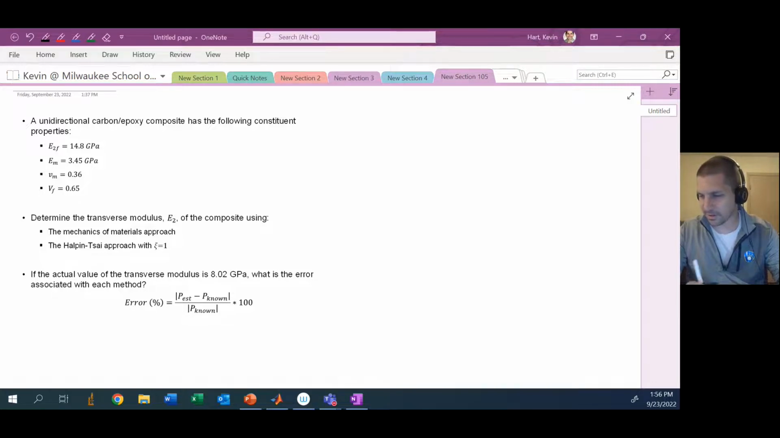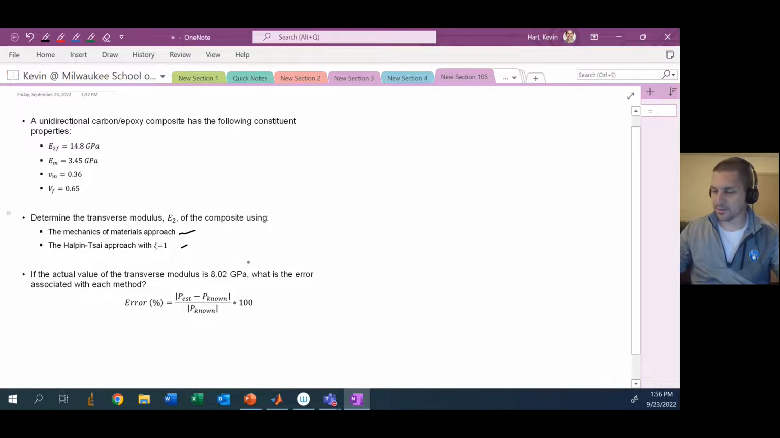We want to determine the transverse modulus, E2, of the composite using two different approaches. We have the mechanics of materials approach, and we have Halpin-Tsai with psi equal 1, or xi equal 1, however you want to say it. Then, if the actual value of the transverse modulus is 8.02 GPa, what is the error associated with either of these two methods? Okay, so let's go ahead and get into this.